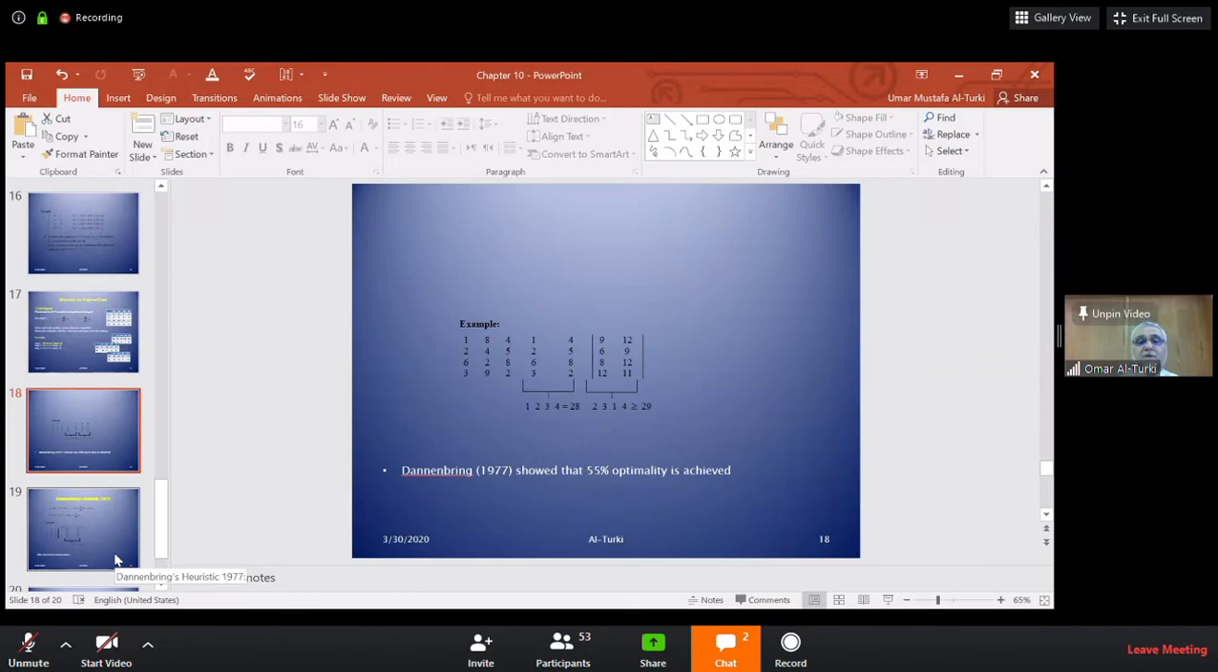This is another example for 3 machines. This is the way I converted it to the first two machine case: the first and the last machine, and then the summation of the first two and the summation of the last two. So this is a two machine problem, and this is another two machine problem. Solve each one of them. This will give me 28, so my answer will be 28.